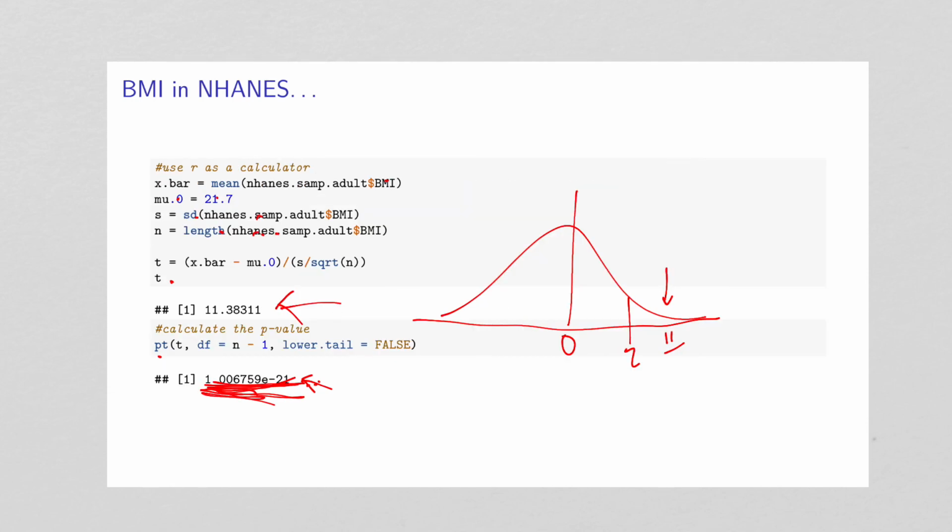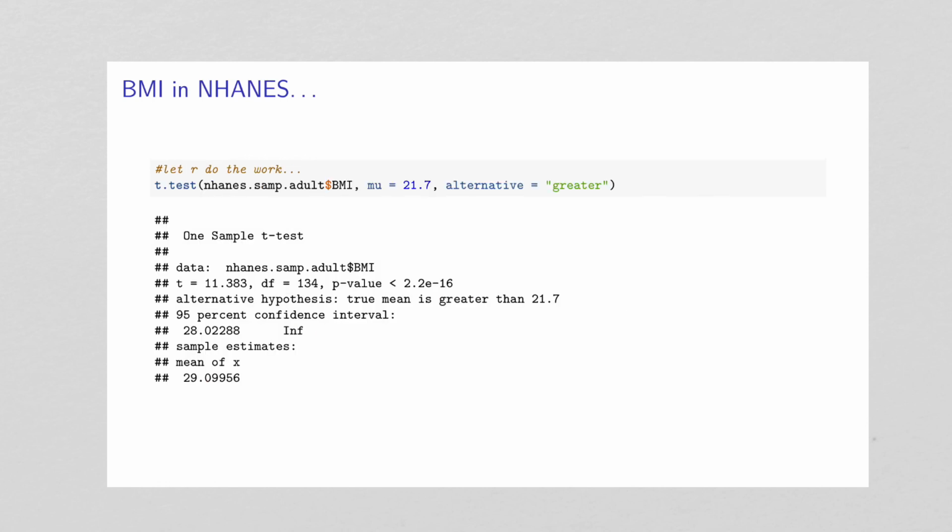This was if you did it yourself with a calculator. If I asked you to do this with pen and paper, this is how you would do it using a calculator. If I asked you to do it in R, then this is how you do it, and this is the output. Your T statistic, your degrees of freedom, n minus 1, and your p-value is super small.